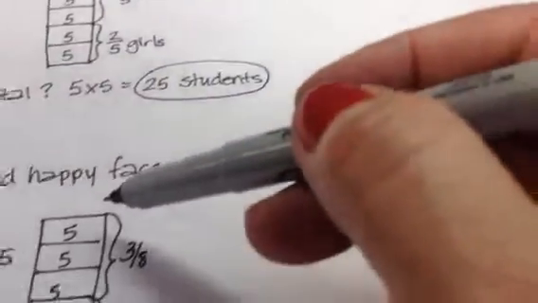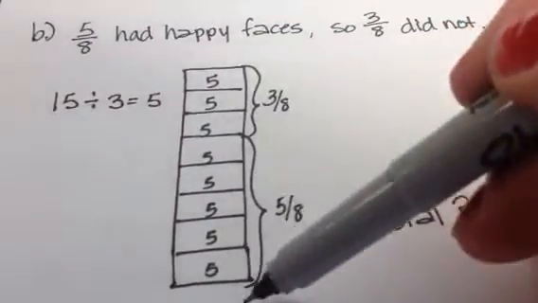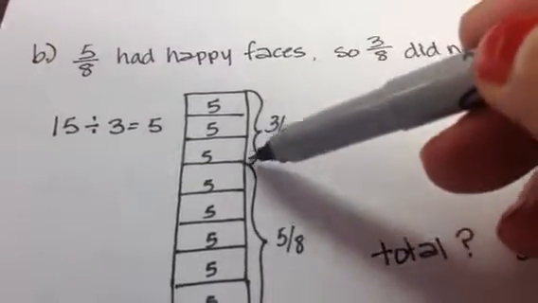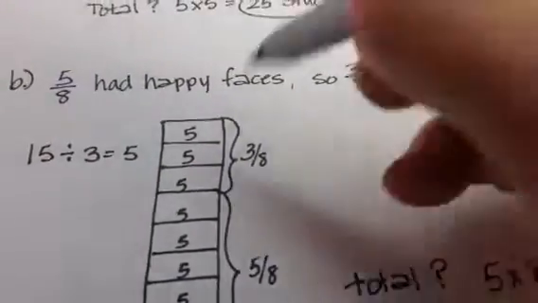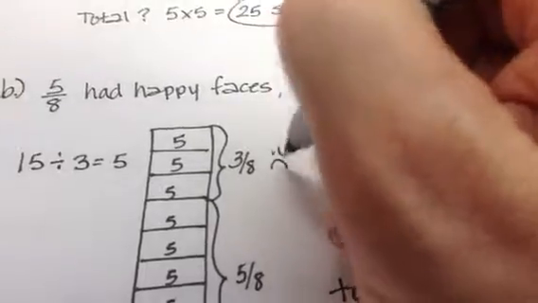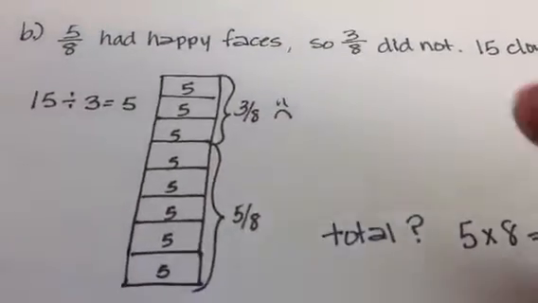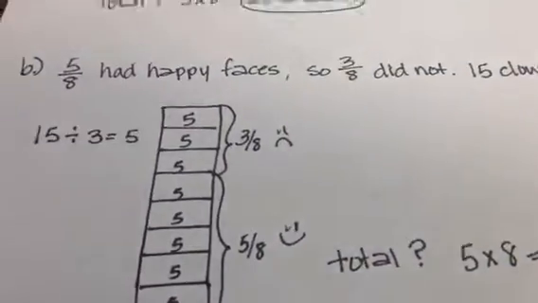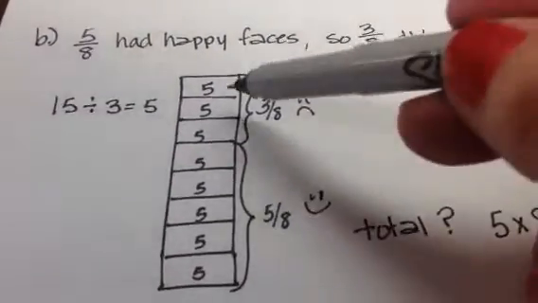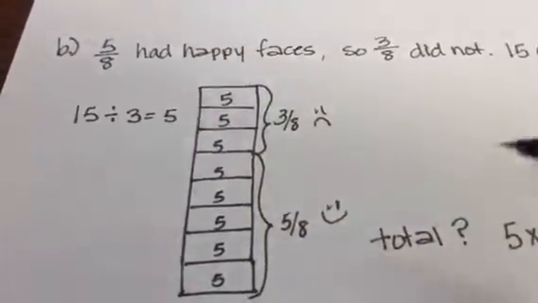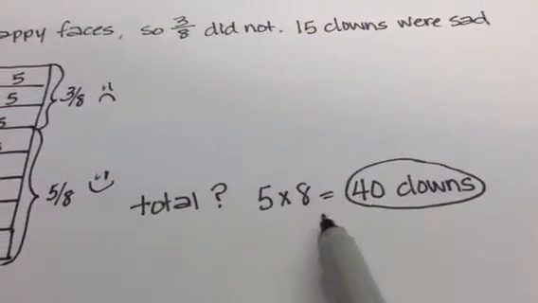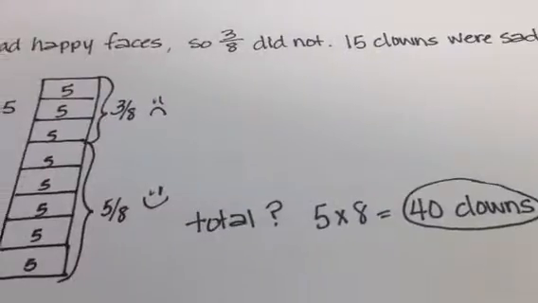So now I'm going to draw my box that has 8 sections. I'm going to put 5 in every one of those sections. So I got my 3/8. They were the sad ones, and we knew that there were 15 altogether. And then we had 5/8, and they were the happy ones. So what was my total? Well, how many sections do I have? 8. What's the number in each one of them? 5. 5 times 8, 40 clowns.